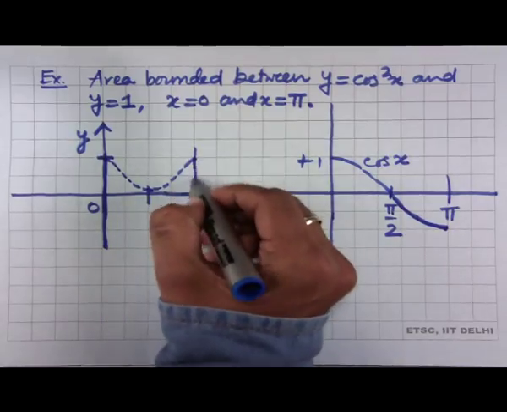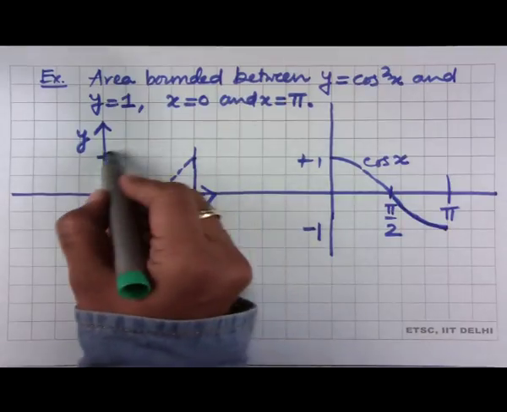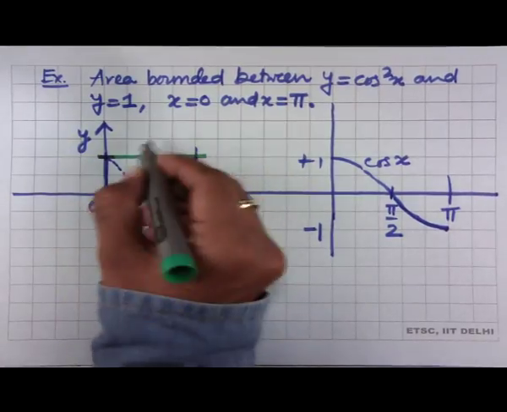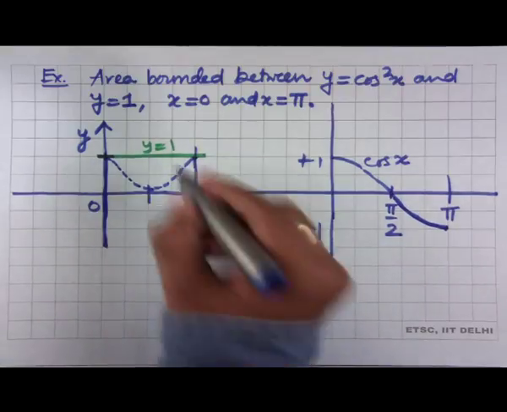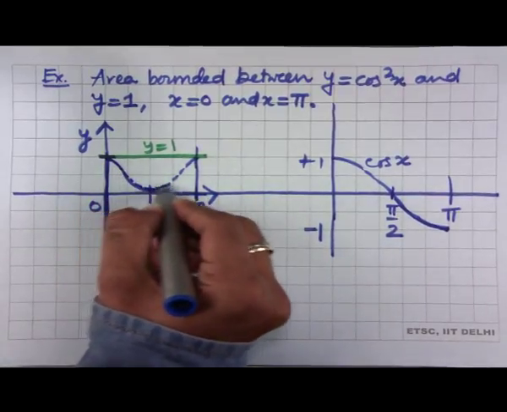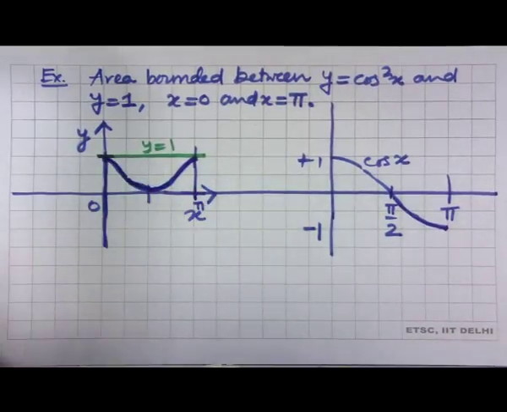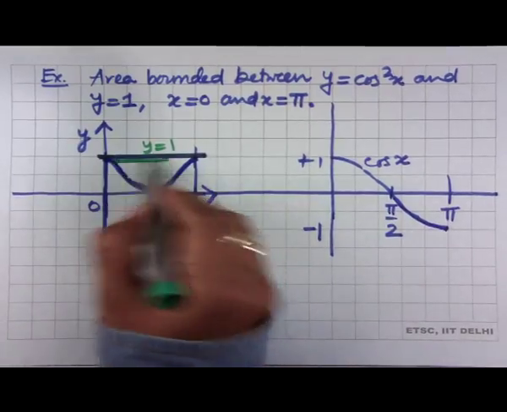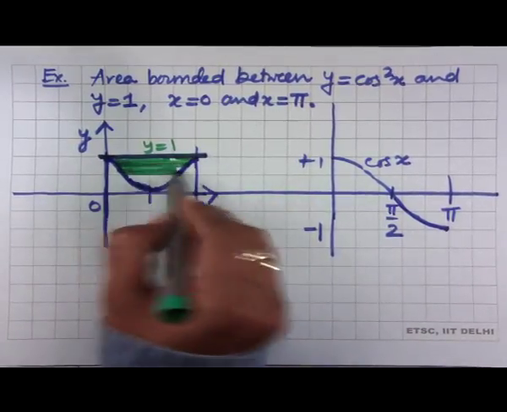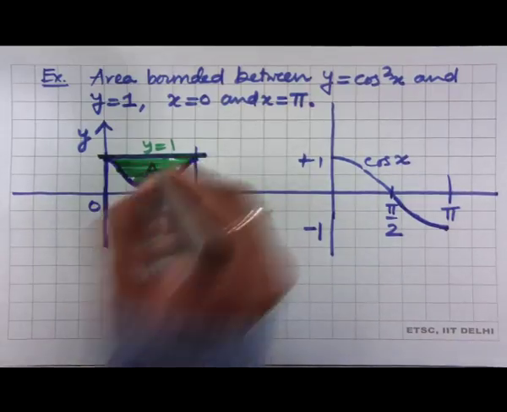So the area that you are looking for lies between the curve y equals to 1 and this cos square x. The required area is shaded by green color, and this is your required area.